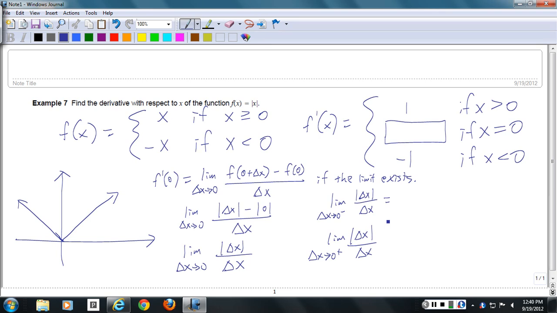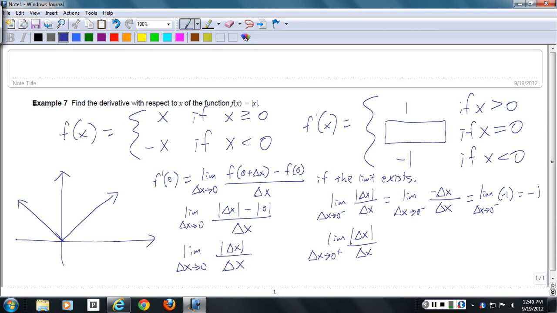Now, if delta x is a little bit less than 0, then it's negative. And the absolute value of a negative number is the opposite of that negative number. So this equals the limit as delta x approaches 0 from the left of the opposite of delta x over delta x. I have to know if delta x is positive or negative before I can remove the absolute value bars. But now that we know it's negative, we can remove the absolute value bars. So this is the limit as delta x approaches 0 from the left of -1, and the limit of a constant is that constant. So -1.